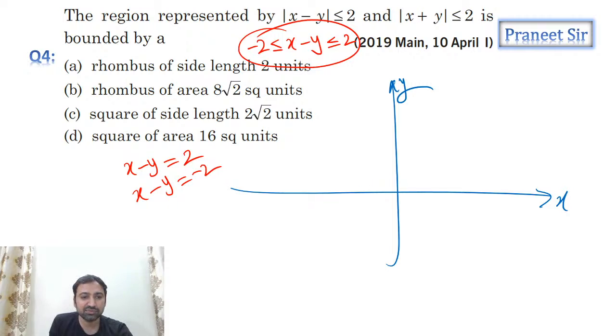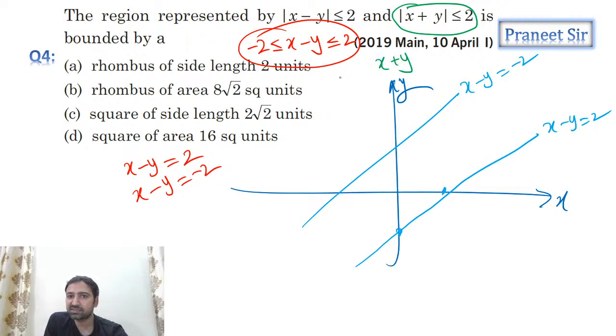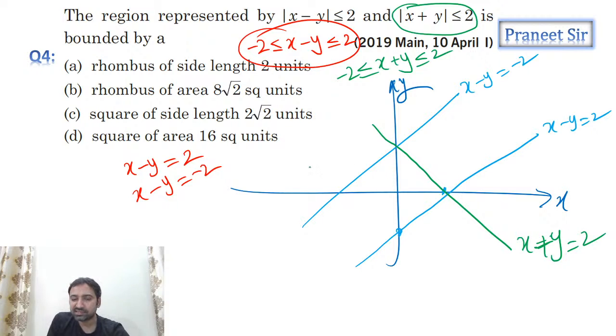So if you draw these two graphs, x minus y equals 2 passes through (2, 0) and (0, minus 2). So this line is x minus y equals 2 and another line is x minus y equals minus 2. These are the two lines. And then the remaining two lines, from this inequation we can say that x plus y should lie between minus 2 and 2. Same way, this line is x plus y equals 2 and this line is x plus y equals minus 2.